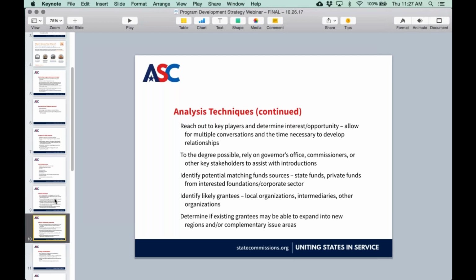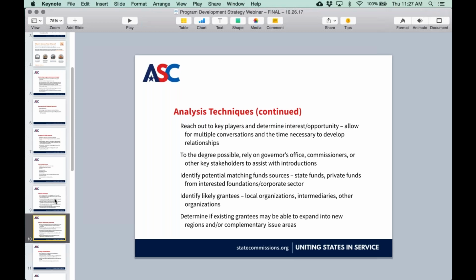To the degree possible, rely on your governor's office, your commissioners, or other key stakeholders that you work with to assist with introductions. If you're going into a new geographic region, but a commissioner knows someone there and can help with an introduction, that can be really powerful. If you have a good relationship with your governor's office and they can help with introductions as well, that can be really powerful for you to open the door so that you can start those conversations.